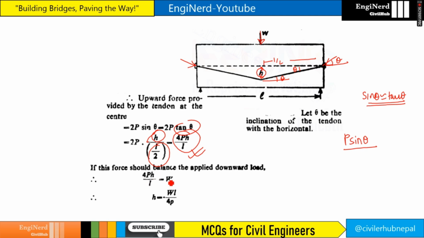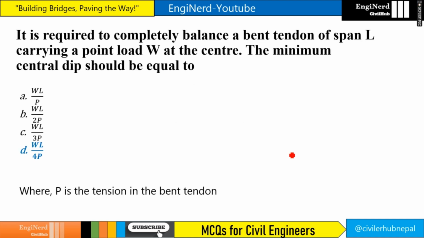So 4PH by W equals 4PS by L equals W, right? Now H equals WL by 4P. So this is a quite simple derivation. You can calculate H, the central dip, as WL by 4P by balancing the pre-stressing load and external load. So our answer will be WL by 4P.